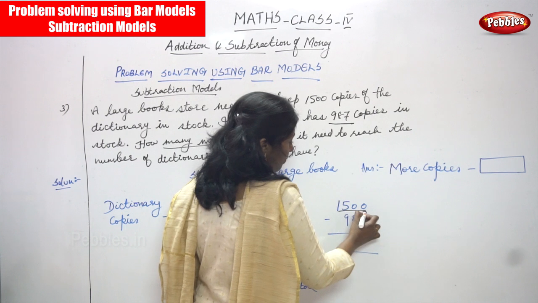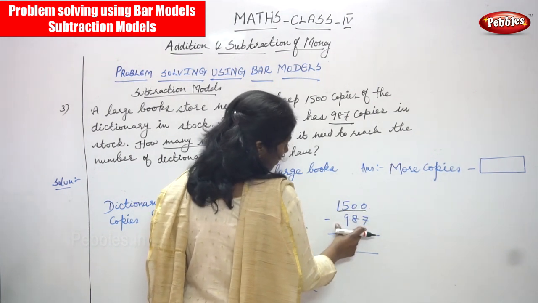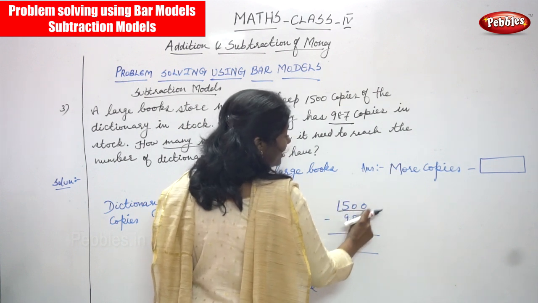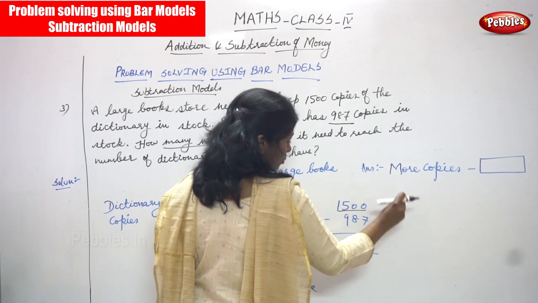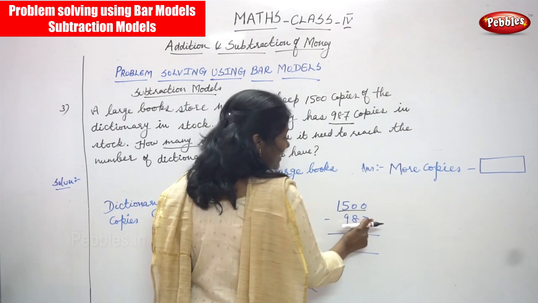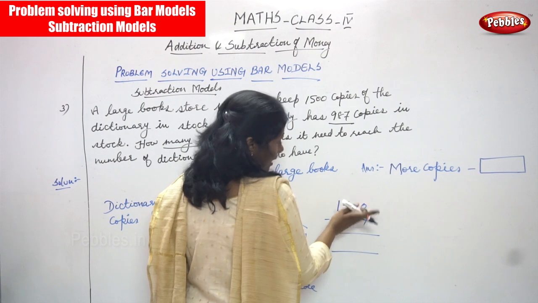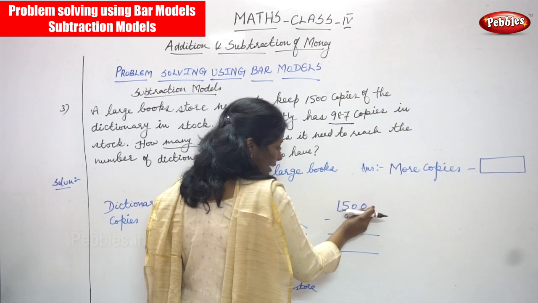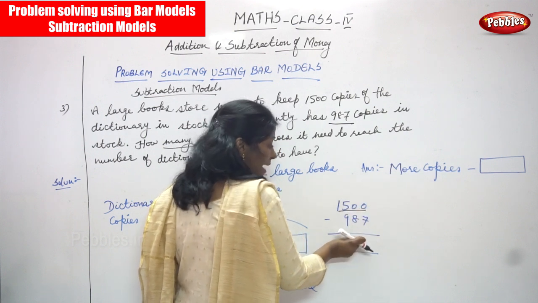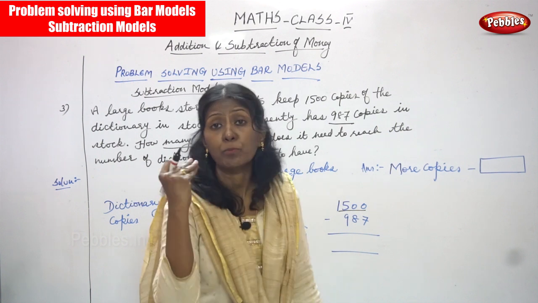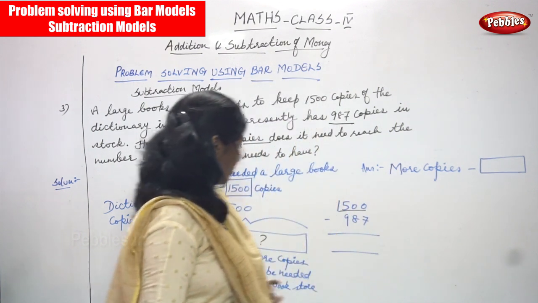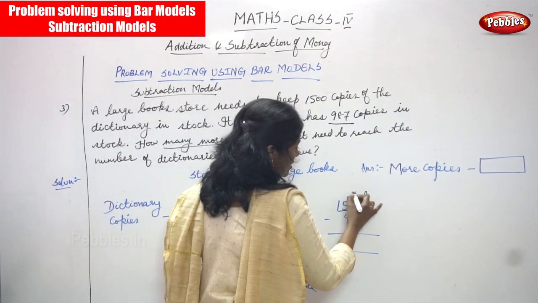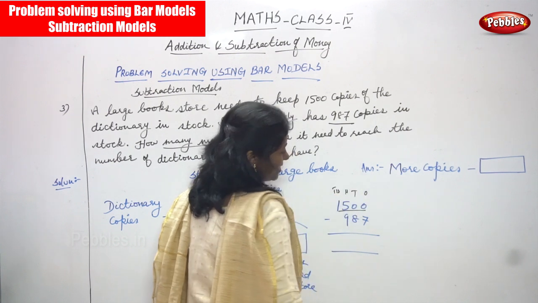This is total number of copies a bookstore needed. This is present copies. 1500 dictionary copies are needed in the large bookstore. Next, 987, that is present copies in the store, and you have to subtract it from 1500 to get the remaining books, that is how many more books are needed. That is what I have written, more copies to be needed in the bookstore. So, you have to subtract. This is ones, this is tens, this is 100 and 1000. You have to write the place value as it is.